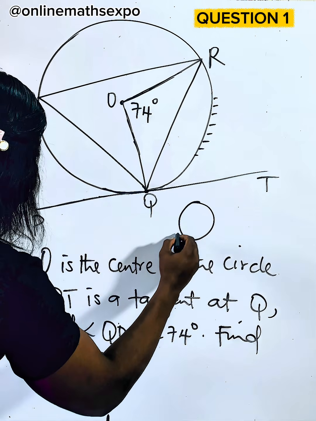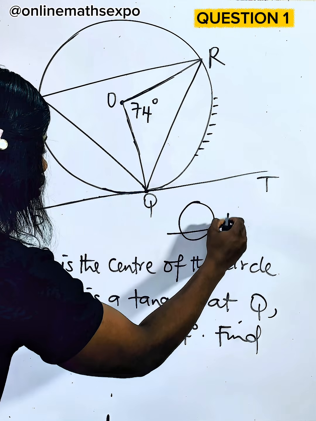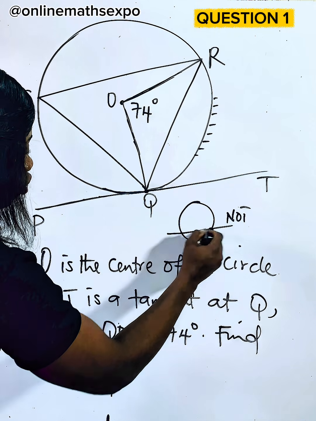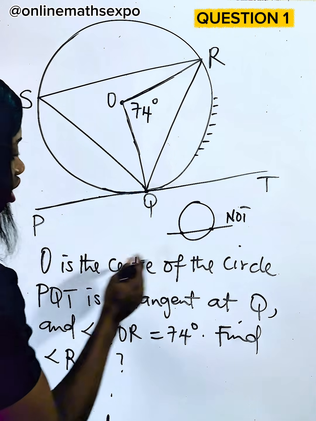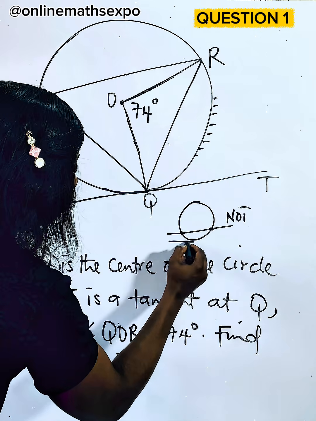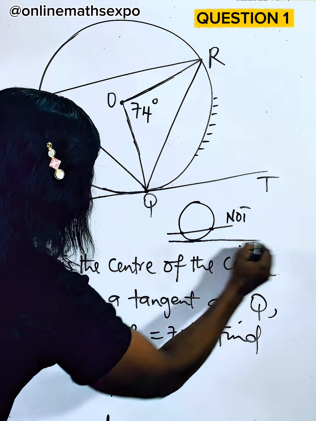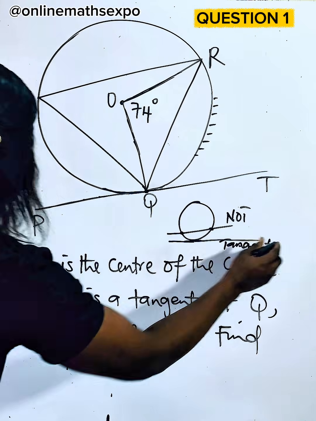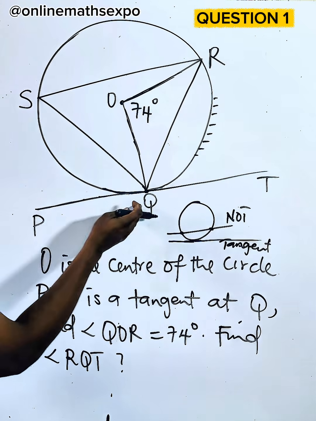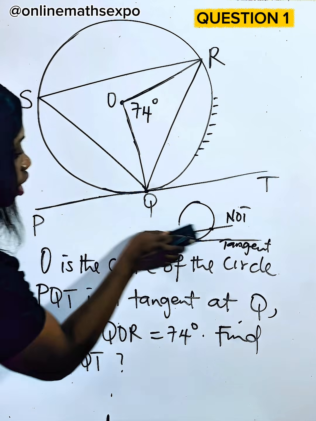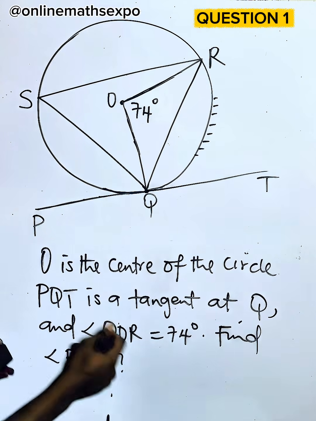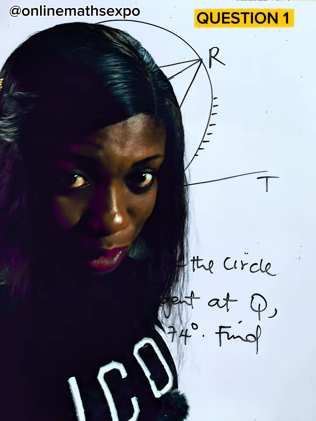Look at this. You see this? This one is not a tangent because it cuts the circle at 2 points. But a tangent will just touch the circumference at a point and then move away. So this is the one we call the tangent, and that is what you have, PQT. Now, what other information are we given? And when you hear tangent, it reminds you of a theorem.